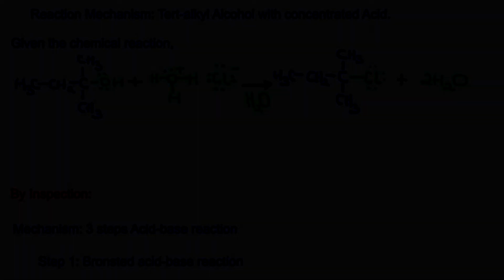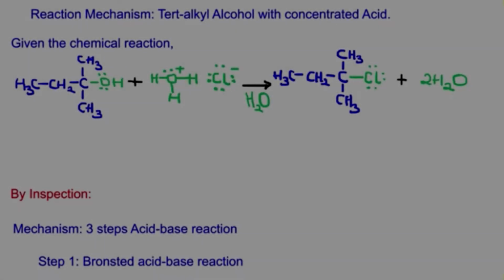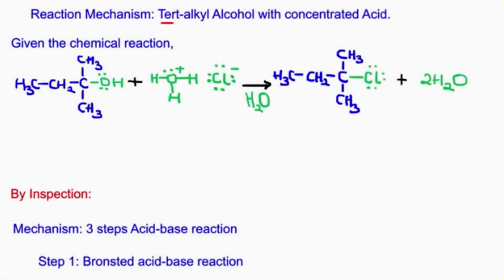Hello everyone again, and welcome to this particular video where we're going to talk about the reaction mechanism of the tetraalkyl alcohol with concentrated acid. Sometimes, given the chemical reaction equation that shows a tetrapentyl alcohol with all 5 carbons, where we have a carbon center that has all 3 carbons attached to it and then a hydroxyl group.